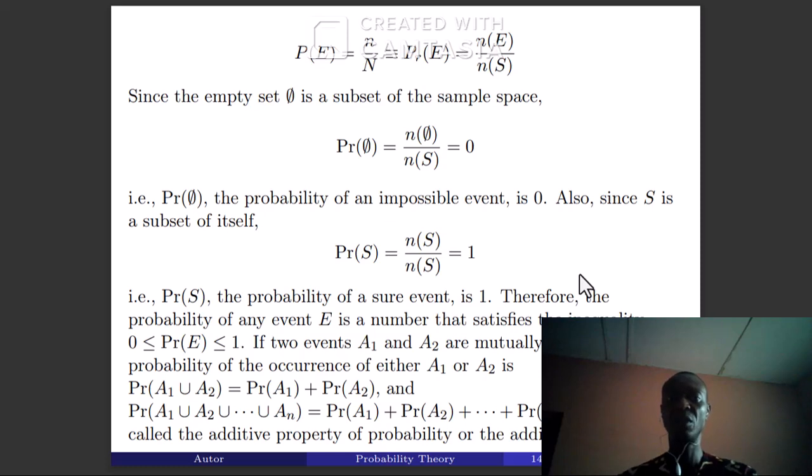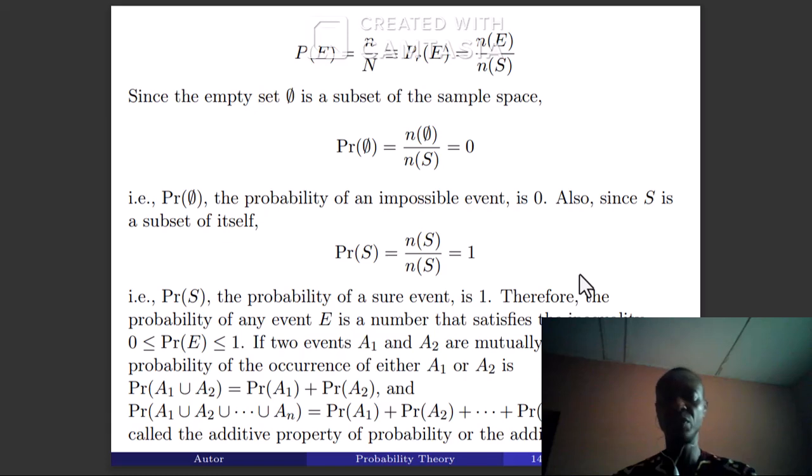And also, the mutually exclusive events. The probability of the occurrence of either A1 or A2 is given as the probability of A1 union A2, which is the addition of the probabilities. Also for more than 2 events, the probability of A1, A2, A3 to AN is the probability of A1 plus the probability of A2, and so on. That is the addition law of probability.